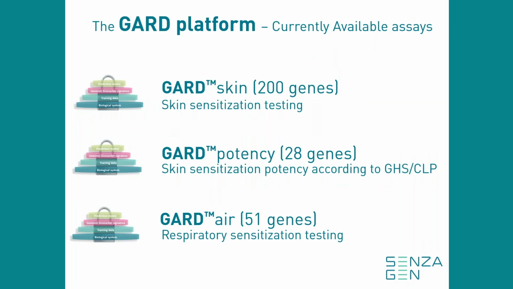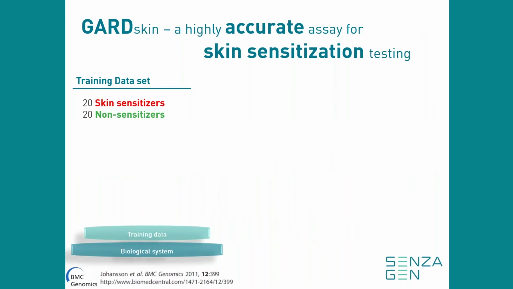So this is basically how we design our assays and how we use them to test different compounds. Now I would like to give you a bit more information on the specific assays that we have available. I would like to start with the GARD skin assay, because this is the first assay we developed, and it's the model that we have the most data available on. You might recognize this slide. This is exactly the same.